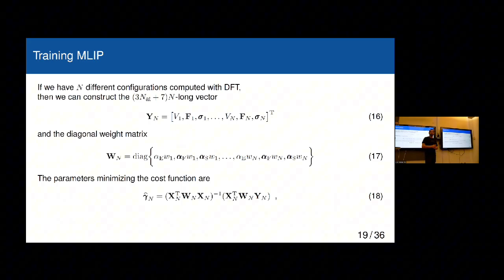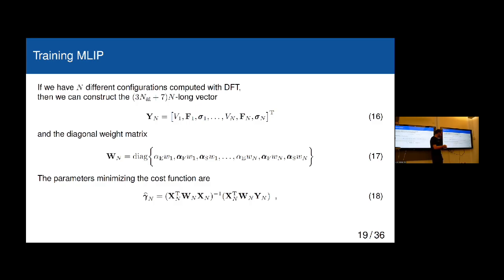So when we discretize the whole thing, say that through our molecular dynamics simulation, we're doing Langevin dynamics here, we have n different configurations that we computed by DFT and also with the surrogate potential. Then we can construct this reference vector that is 3 n_atoms plus 7 long. So that means for each calculation, 1 element for the energy, 3n for the forces, and 6 for the stress tensor. Right. We have our weight matrix, so we have some weights for energy, forces, and stress, but also for each of the different configurations. And so the parameter vector that minimizes this is just going to be this expression.